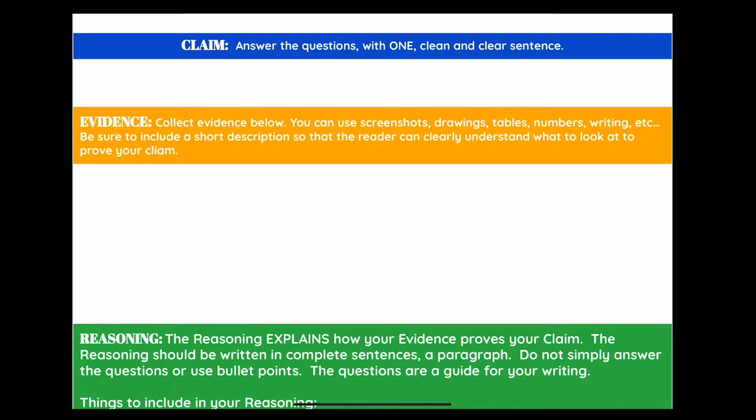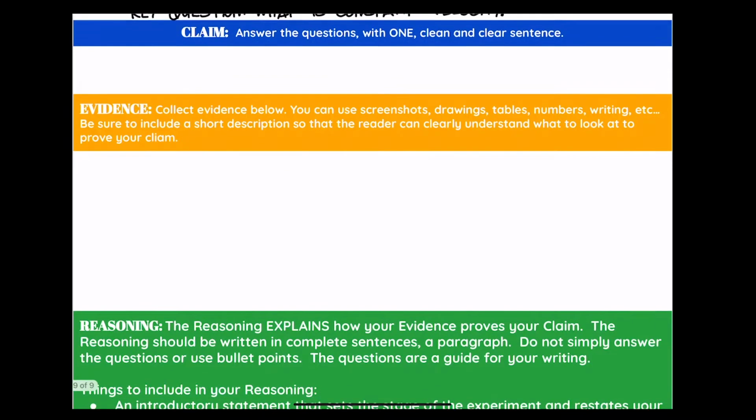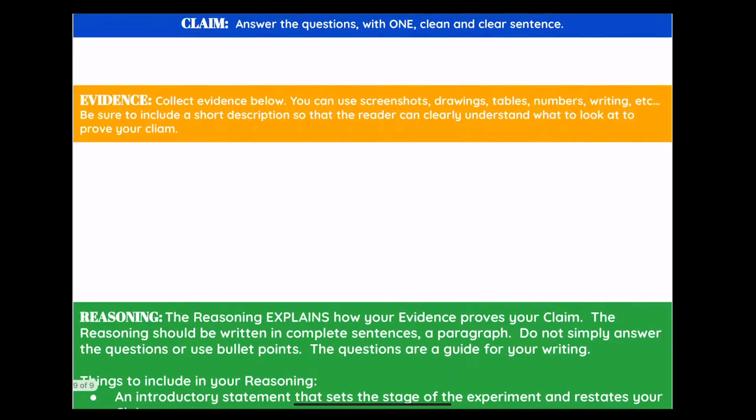All right, so our key question was, what is constant velocity? And we'll be answering this question using CER, which we've been practicing since Unit 1. So what is constant velocity? Let's go through the evidence and the reasoning before I write the claim.